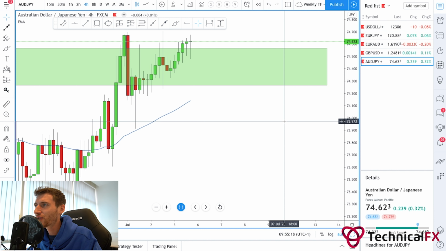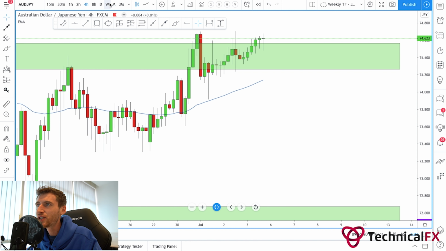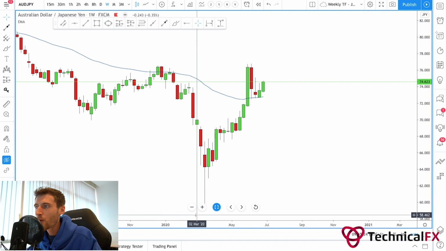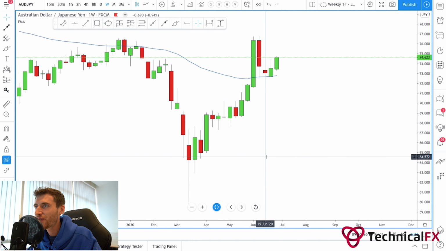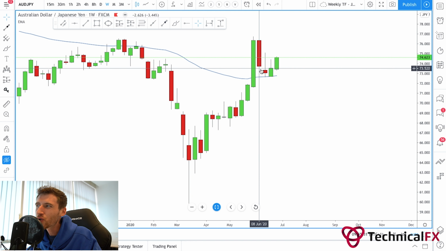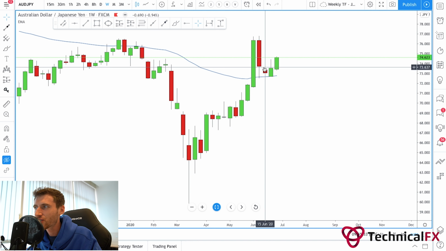Last market then of this market insights is AUD JPY. Weekly time frame here, guys. We're currently seeing a bullish candle. We've seen the previous rejection here off of the 50 EMA. You can see just through here, bearish candle into this area. More selling pressure than buying pressure on this slight indecisive candle.